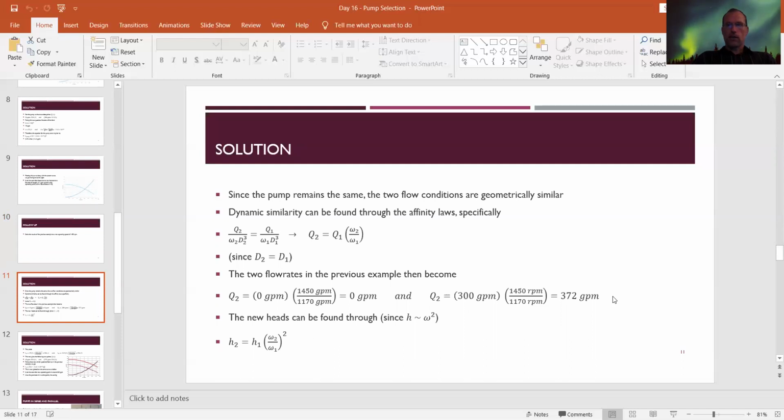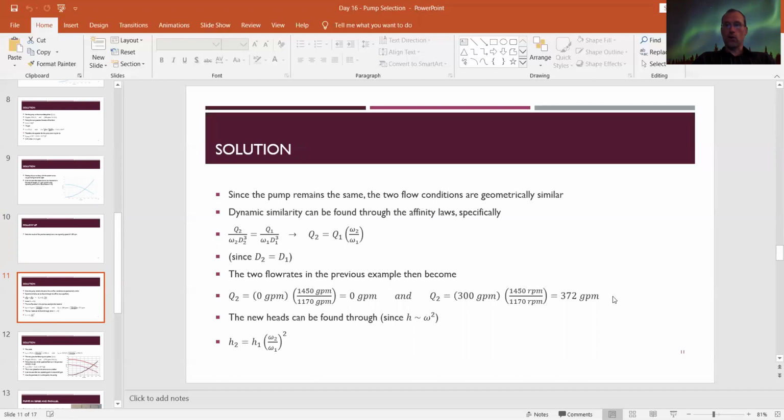So for this, I need to go back to my similarity laws. I have the same pump, so I have the same diameter, and my two flow conditions are going to be geometrically similar. I also need them to be dynamically similar, meaning I need to have the same values of all those dimensionless parameters we saw before.